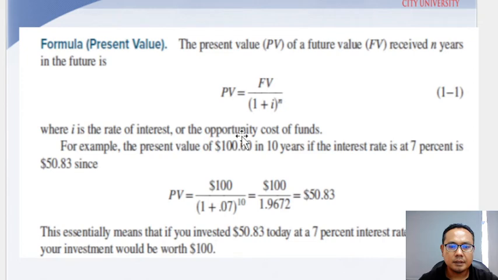You can put all of this information in our formula. This essentially means that if you invested $50.83 today at a 7% interest rate, in 10 years your investment would be worth $100. This calculation is very straightforward.